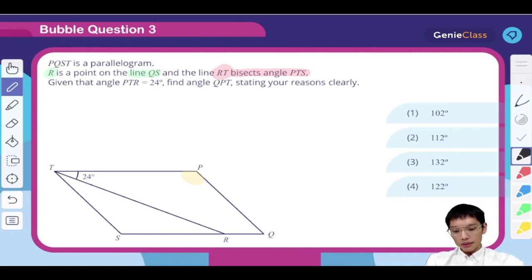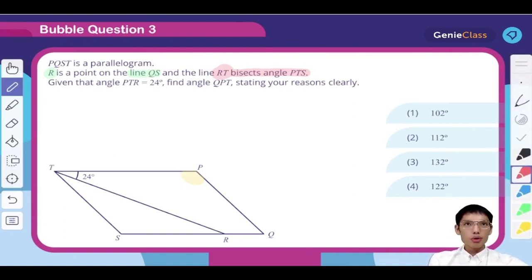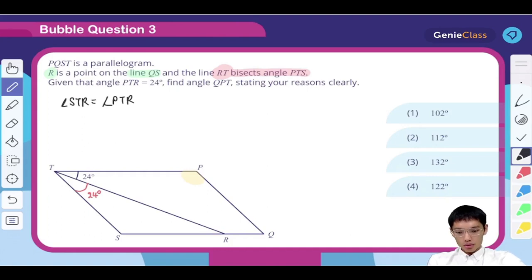alright? So, the first thing that comes to your mind is RT bisects angle PTS. It will mean only one thing. These two angles are equal. But you cannot just write it down like this, you have to state it out. So, STR is equals to, in this case, PTR. Okay? Which is equals to 24 degrees. What is the reason? Question says so, but you have to write it out. RT bisects angle PTS.